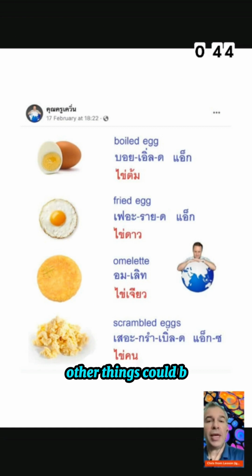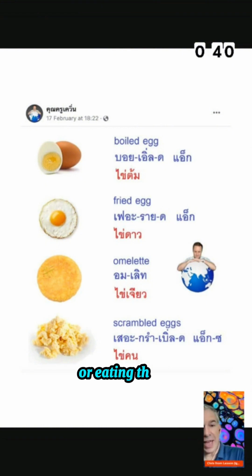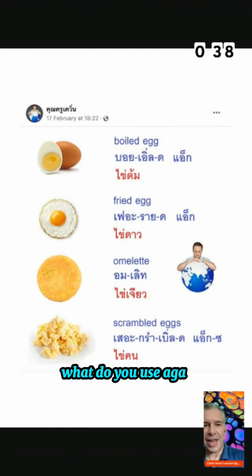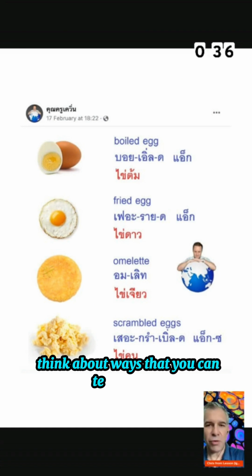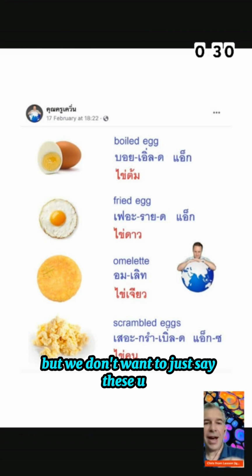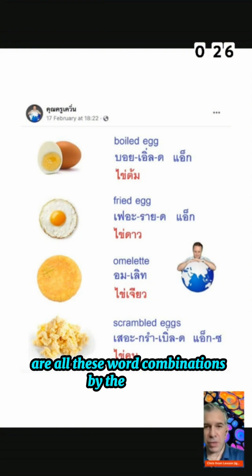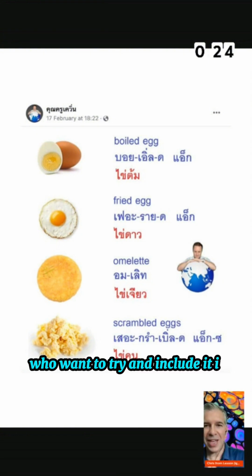Other things could be using utensils, cutlery. If you're cooking the egg or eating the egg, what do you use? Again, think about ways that you can tell the story and the vocabulary you can use. But we don't want to just say these expressions or these word combinations by themselves. We want to try and include it in a story.